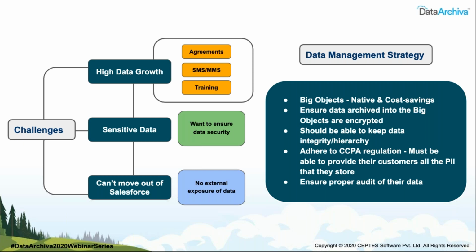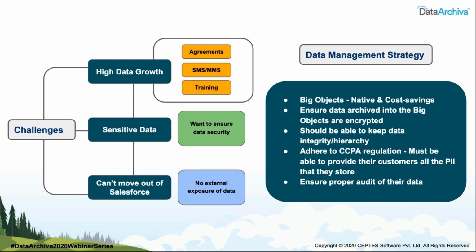Third is data integrity. With the number of complex relationships that they have, they want to ensure that tomorrow, if they want to make sense out of some information, that data integrity is there. That's another problem in terms of data management. The other one was the CCPA regulation that they want to follow, to ensure that at any point of time, if customers request their PII information, they can get it immediately and give it to the customer. And finally, there has to be a proper audit in place, whether it is archiving, restoring, or viewing of the information that has been archived.